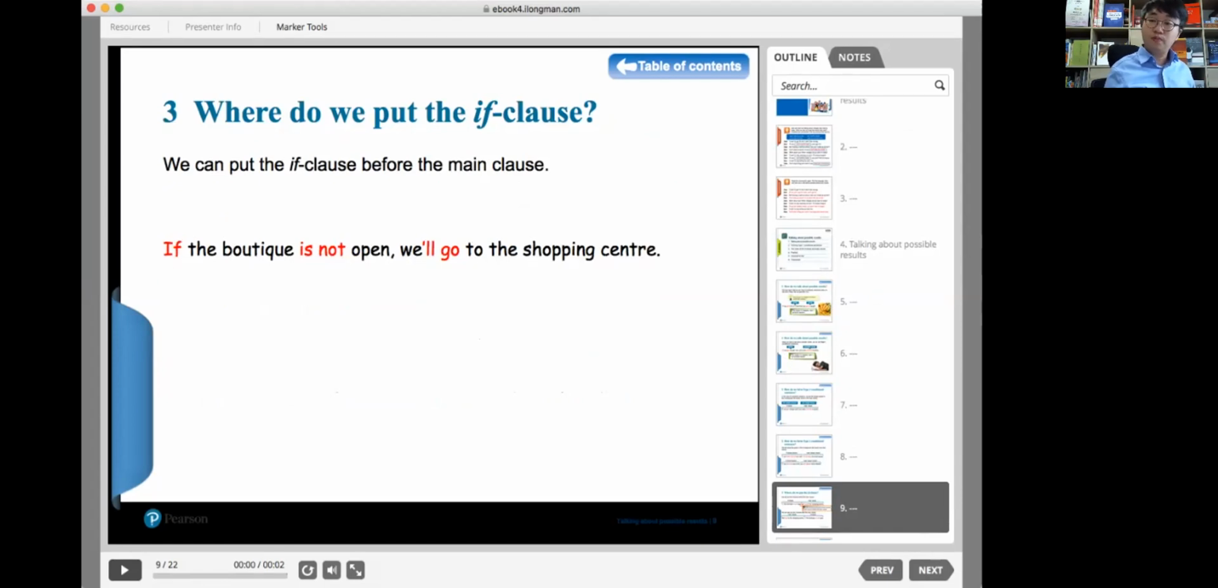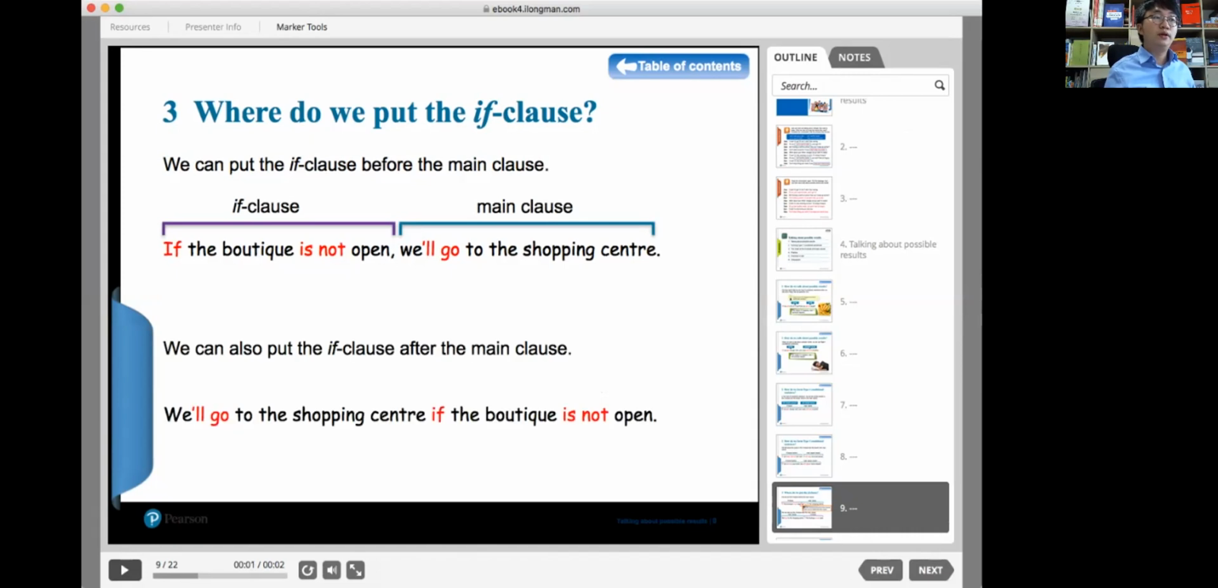So let's move on to another topic about the position of the if clause. As I mentioned in the introduction of today's video, we can put the if clause before the main clause, right? But we can also, the other way around, put the if clause after the main clause. We can swap the positions. We can put the if clause at the beginning of the sentence, or at the end of the sentence, as you like. There is no big difference in the meaning.